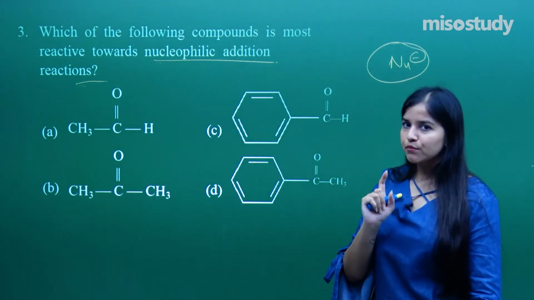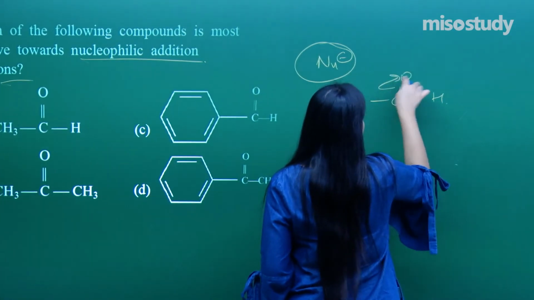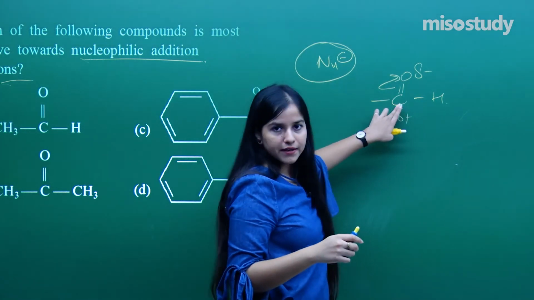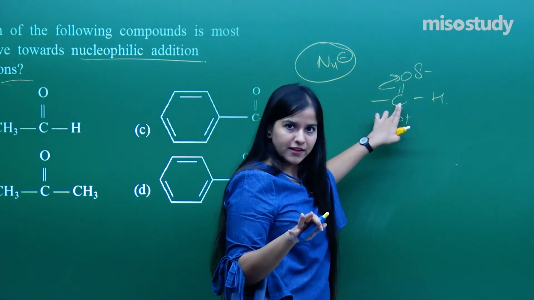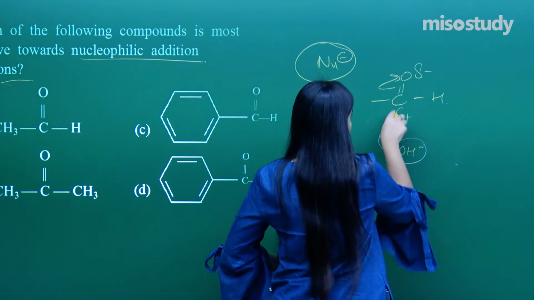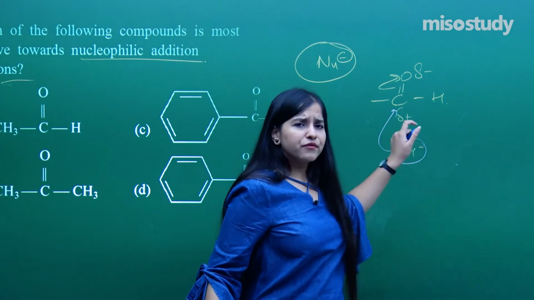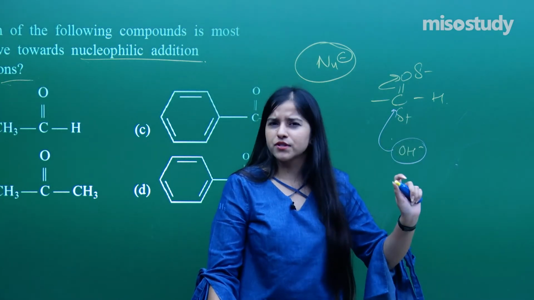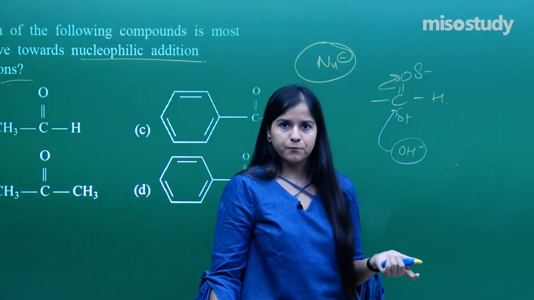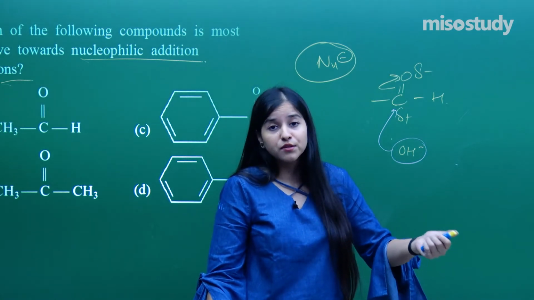As far as the carbonyls are concerned, always remember this is the carbonyl. Delta negative and delta positive polarity is getting created, and onto the carbon atom the nucleophile gets attached. If I have OH negative in the vicinity, it will come and get attached onto the carbon. But if there would have been almost nil positive charge on this carbon, nucleophilic attack would not be favorable.